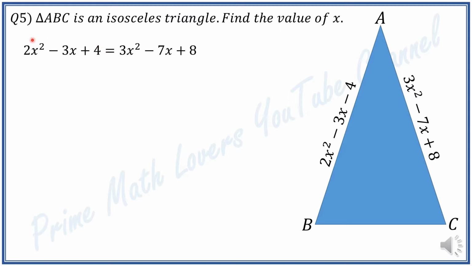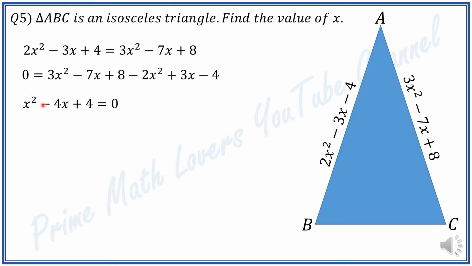I take all these three terms to the other side, so we will have 0 is equal to 3x squared minus 7x plus 8. 2x squared, when it goes to the other side, the sign will be negative, so it will be negative 2x squared. Negative 3x will be positive 3x, and positive 4 will be negative 4. And then we simplify. 3x squared minus 2x squared will be x squared. Negative 7x plus 3x will be negative 4x. And 8 minus 4 will be 4. So x squared minus 4x plus 4 is equal to 0.